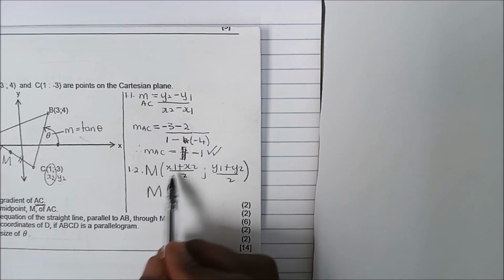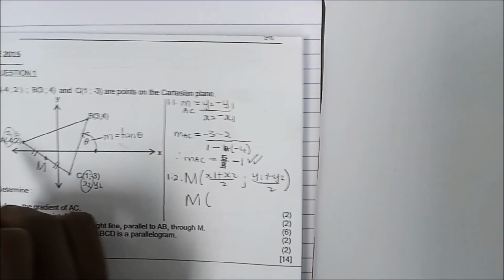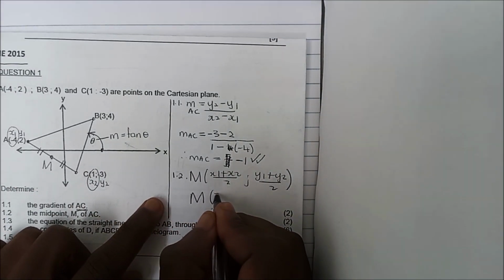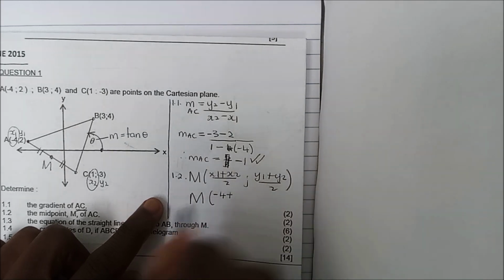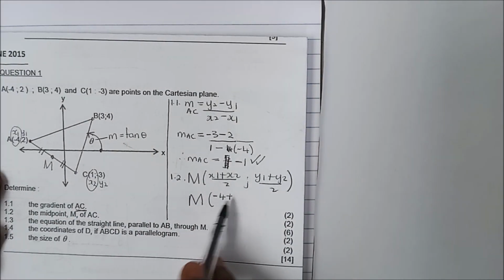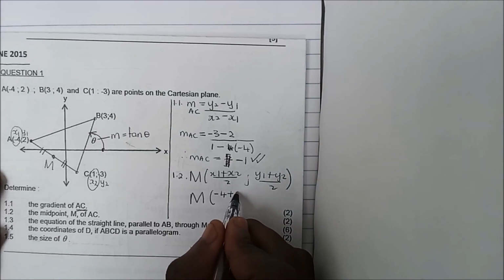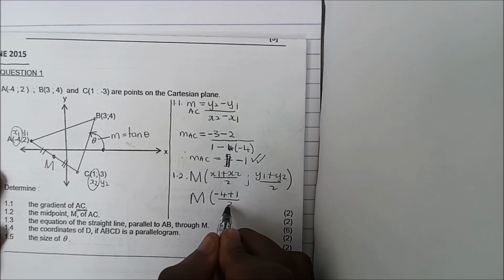So what's going to be our x1? There is our x1, that's negative 4. So we will have negative 4 plus, and then what is our x2? There is our x2, that's 1. And then we will have plus 1 all over 2.